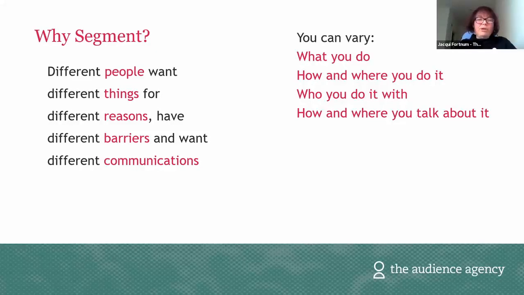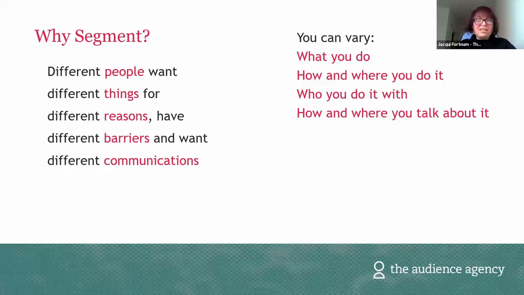And in terms of what you offer, the things that you can vary are what you do. So the programs that you put on, the types of exhibitions that you might present, for example, different events and activities. How you do it and where you do it. So do you deliver everything on site? Is some of it done digitally?